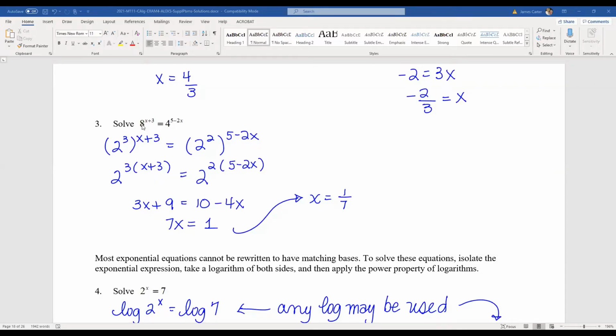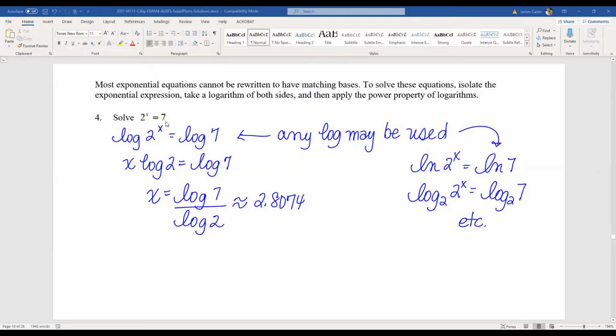Okay, on this one, again, we've got a base 2 to the third and a base 2 to the second. So we replace those. We simplify the exponents, remove the 2 bases, and we've got 7x equals 1, x equals 1/7.